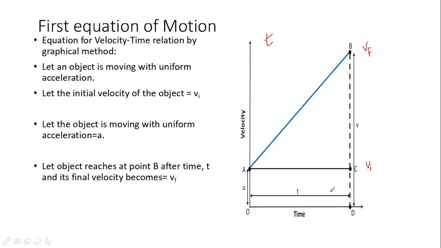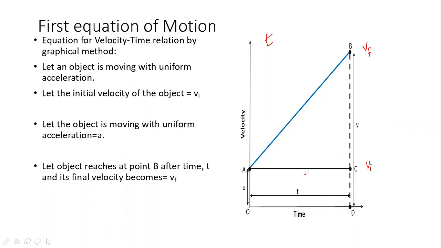Equation of motion. The velocity time graph is shown in the figure. This point represents the initial velocity. This point represents the final velocity. So when a body is given a push from point C to point B, the velocity changes. This is the graphical representation.